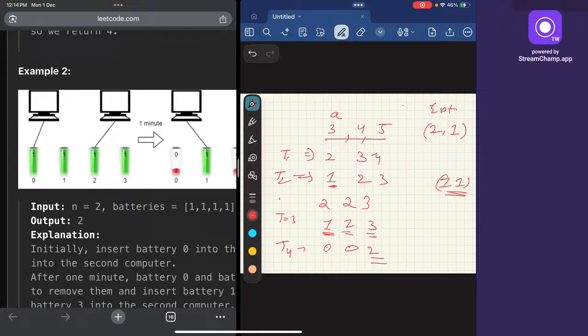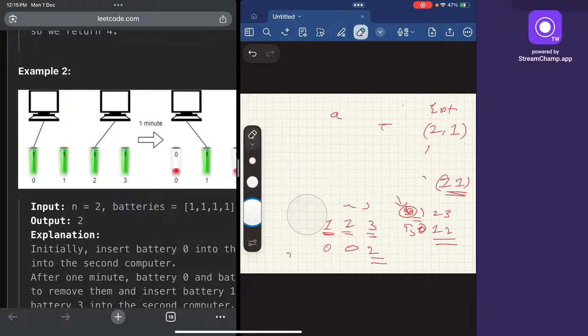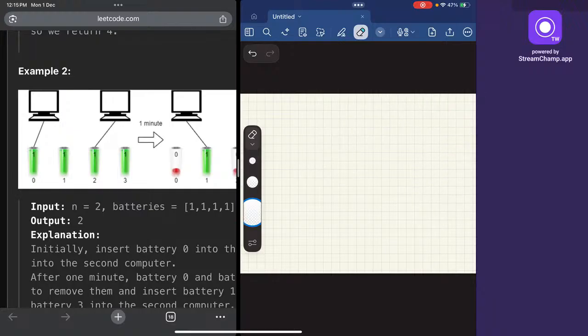But if at time 2 we did not swap, we can run exactly 3 minutes, because the configuration was like 1 2 3. We'll run this battery without swapping, and after T3 the battery percentage will be 0 1 and 2. So swapping gave us an advantage of 1 minute. Okay, now in questions of searching the time, to find the minimum time or the maximum time, we use binary search.